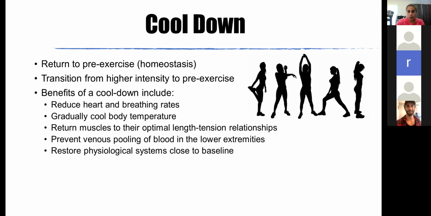What are some benefits of a cool down? Well, as I said, it's going to bring your heart rate down, and your breathing is going to come back down. We're going to bring our body temperature back to normal, getting our muscles back to their optimal length-tension relationships.